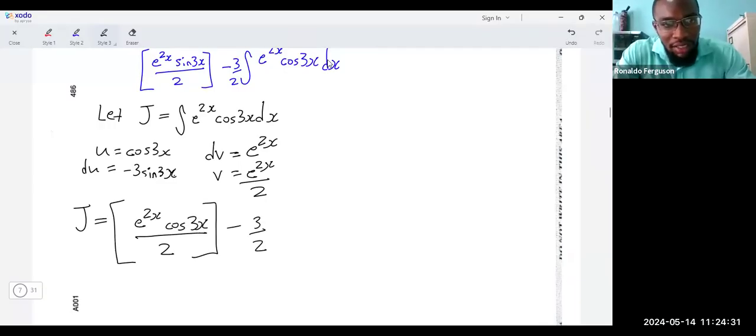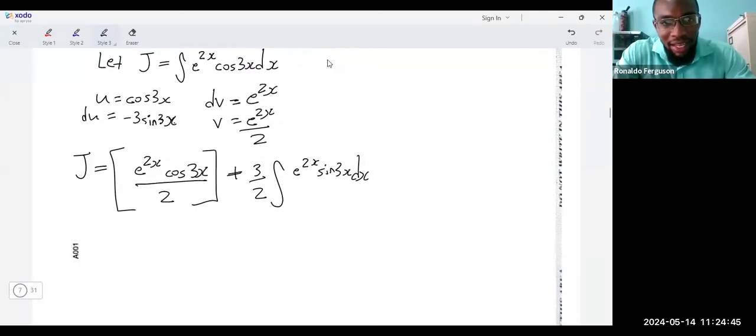I factored out the negative 3 over 2, but then negative and negative turn that into positive. Plus 3 over 2, the integral of v du, which is e to the 2x sine 3x dx. But this part right here is I. So J ends up equal to e to the 2x cos 3x over 2 plus 3 over 2 times I.